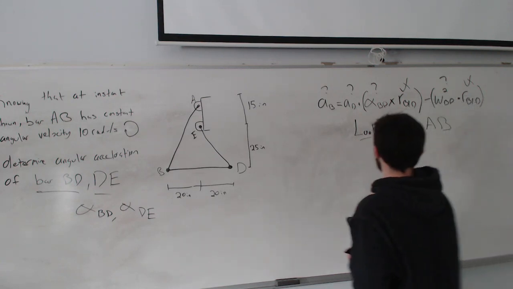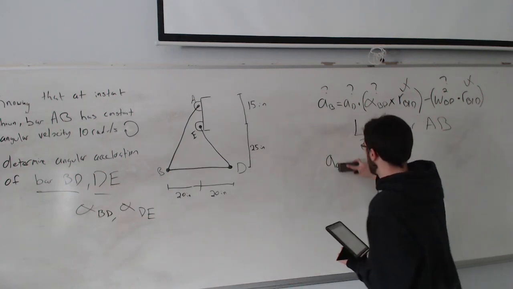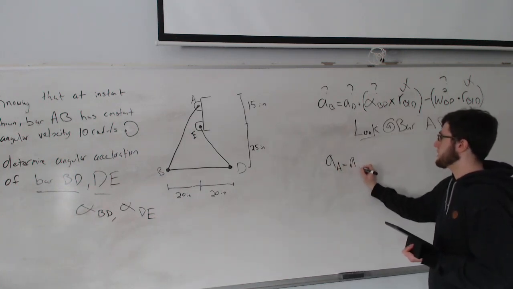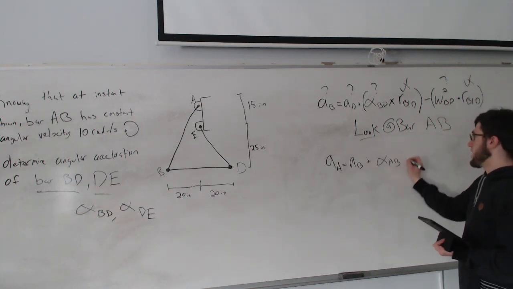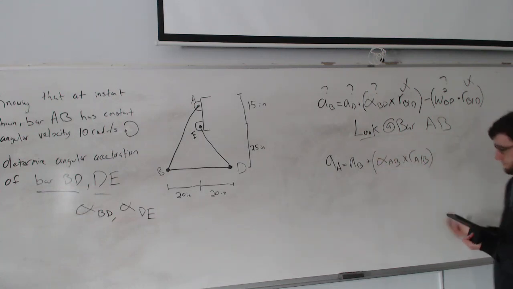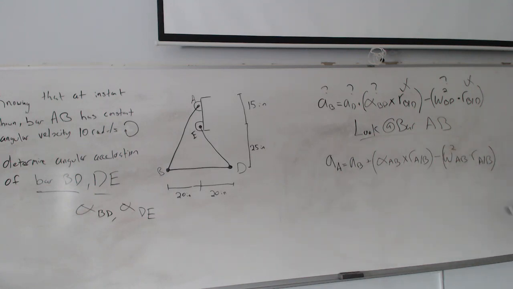Applying this exact same equation, but just with different points now: acceleration of A is equal to the acceleration of B plus the angular acceleration of bar AB crossed with the position vector from A to B. Everyone good there? Same exact equation, just now I'm looking at points A and B.